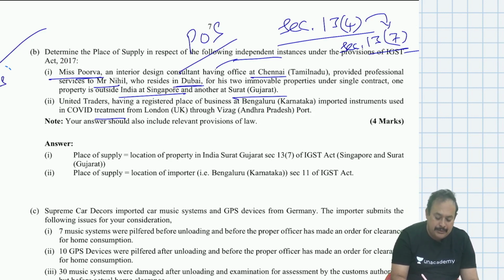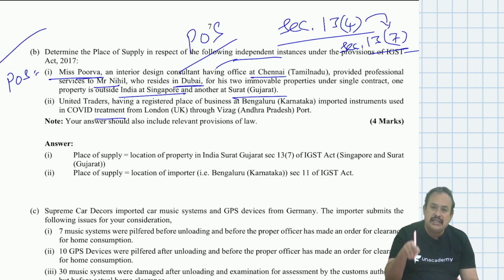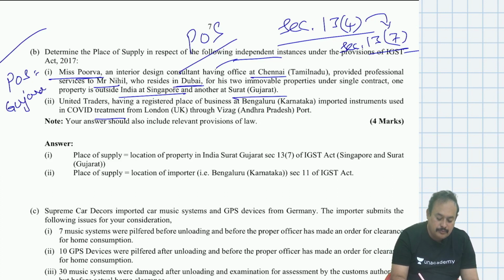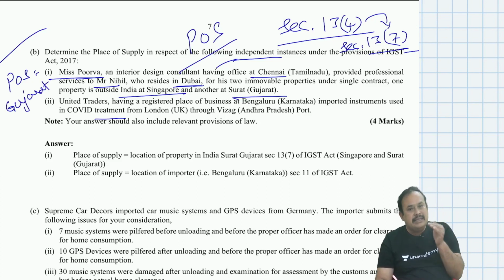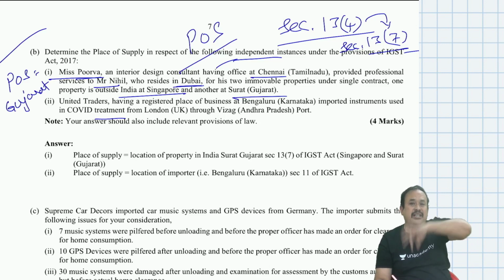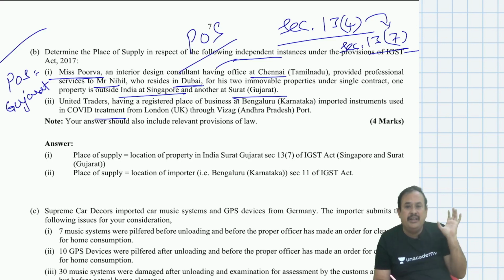Here, the place of supply is equal to the state of Gujarat, Surat. Part is rendered in Gujarat, part in Singapore. What type of services? Interior decorating services in relation to immobile property, Section 13.4. Since it is more than one state including outside India, Section 13.7 says the place of supply is equal to the taxable territory, which is Gujarat. For the entire supply, we will apply IGST.